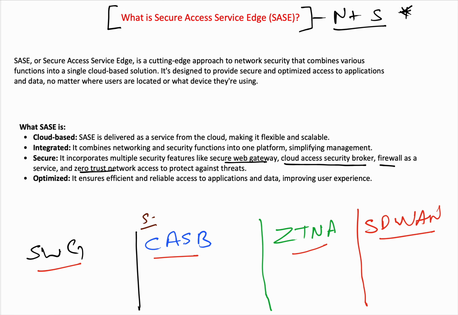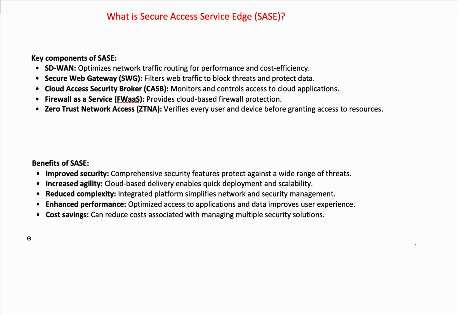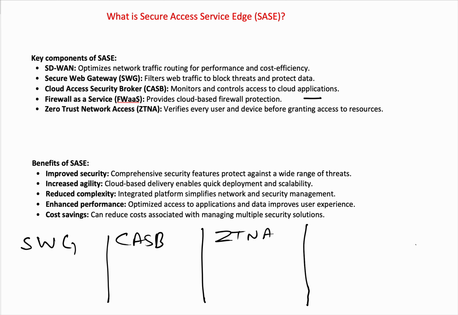So now, what are the key components of SASE? One is SD-WAN. So now let's discuss in the format that we're using. SWG, Secure Web Gateway. Then we have CASB, Cloud Access Security Broker. Then we have Firewall as a Service, which is additional. First, we'll talk about the basic ones. Then we have ZTNA, and then we have the only network part, that is SD-WAN. Correct. Now, Secure Web Gateway.